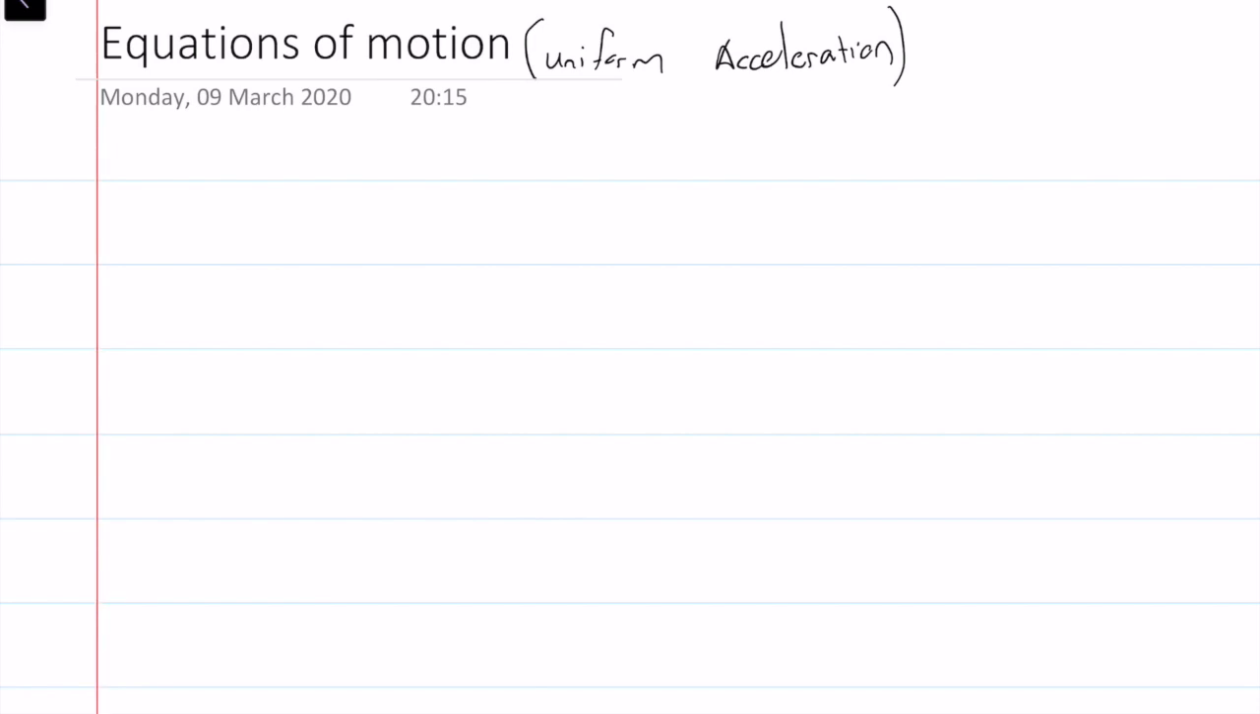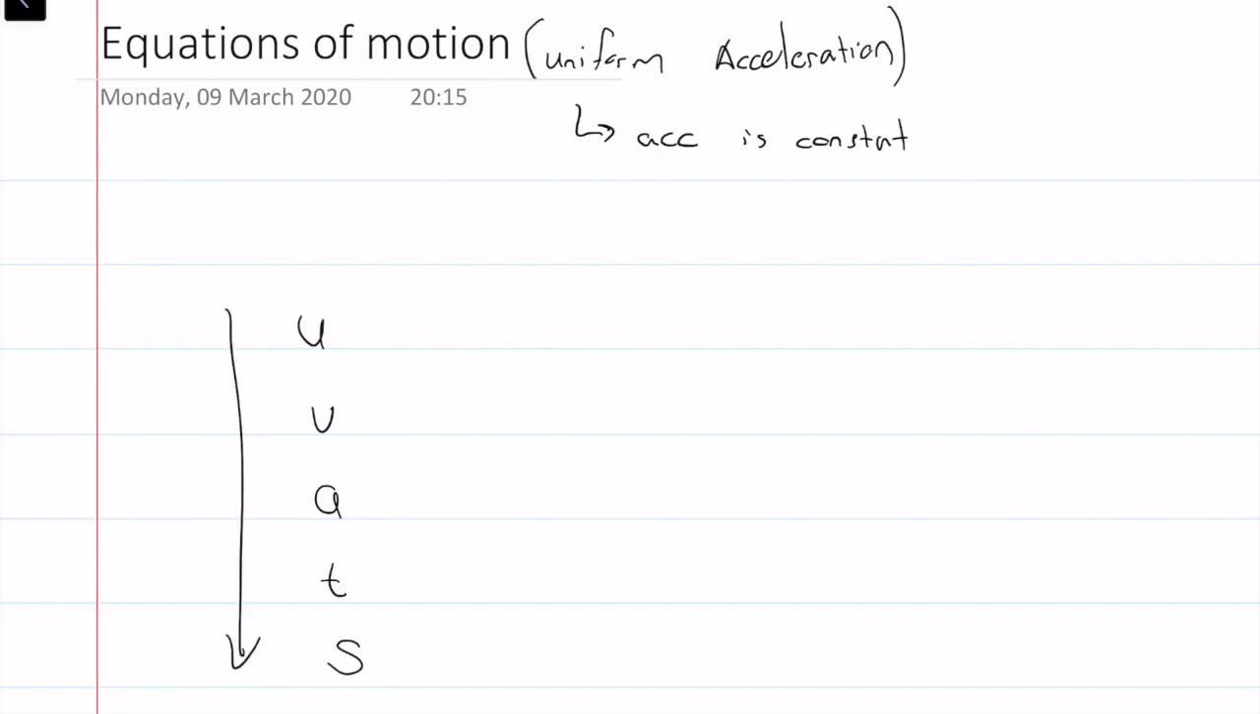The video is on equations of motion, specifically with constant or uniform acceleration. Uniform acceleration just means that the acceleration is constant over a given period of time. The way that we tackle these questions is by using what I like to call UVATS. As a combination, they become UVATS when reading it downwards.